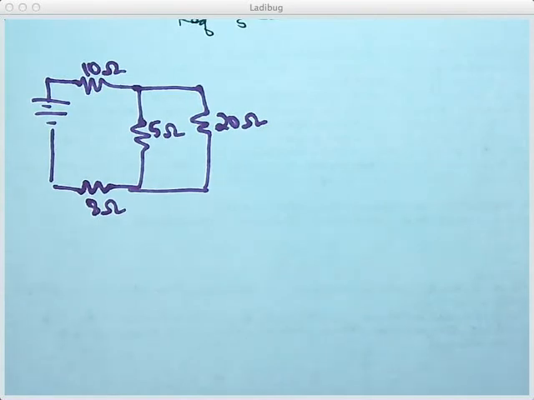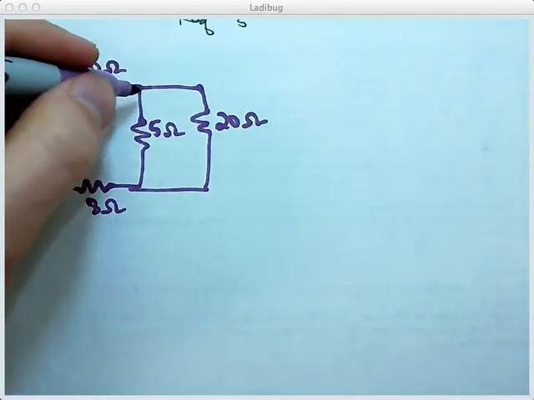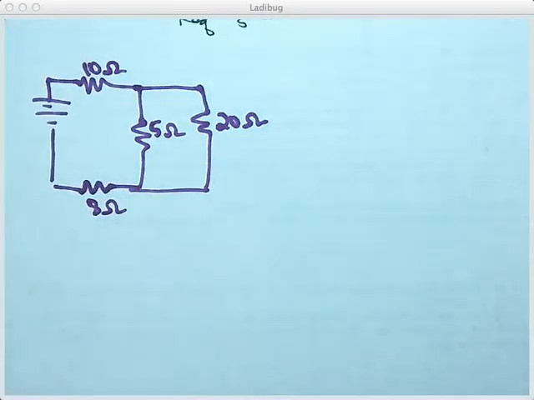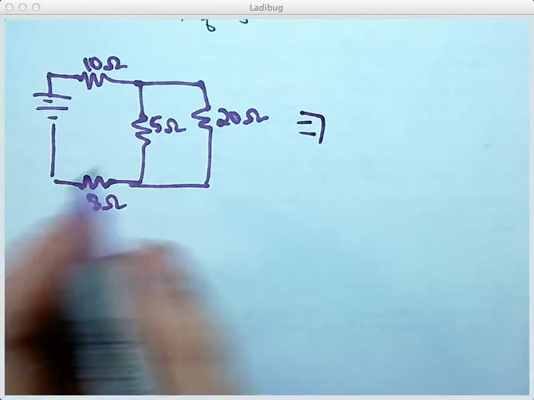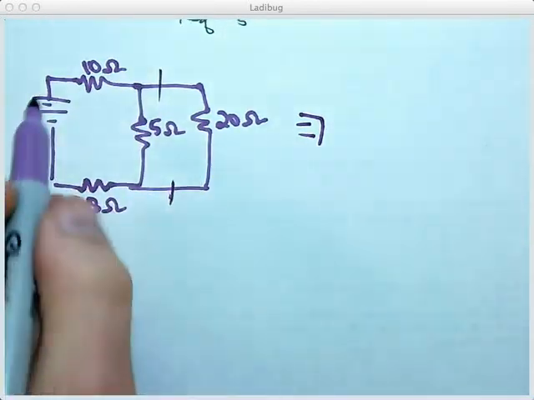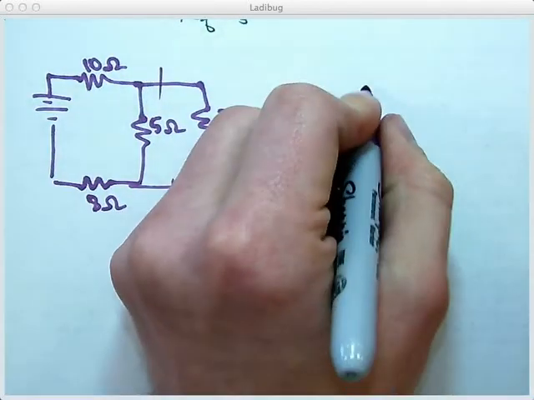Okay, so if there are none in a series, what am I going to start with? Parallel. Okay, so I see that 5 and 20 are in parallel, right? Because they begin and end at the same points. Okay, so 5 and 20 are in parallel, so I'm going to go ahead and combine those. Okay, remember when you're combining, just cut off one branch, and so I'm just going to draw this portion right here.